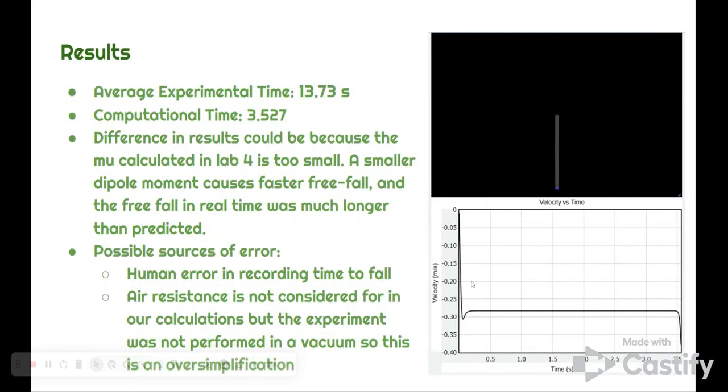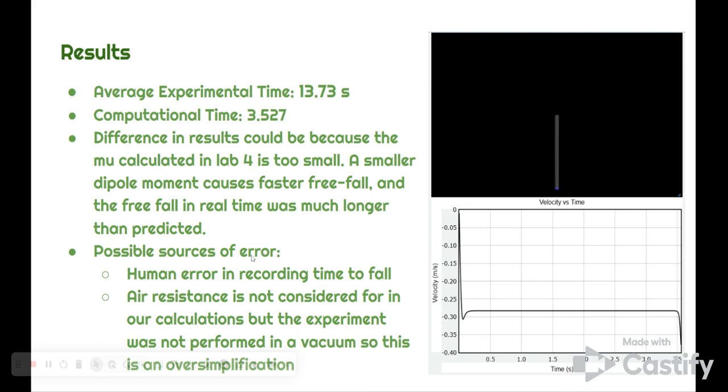So our results were, you can see right here, that the computational time was 3.527 seconds, which is, sorry, I forgot to write the s there, which is probably because the mu is too small. So a smaller dipole moment means that there's less interaction with the magnetic field, which means faster free fall. And the free fall in real time was much longer than predicted, so that basically indicates that our mu calculated in lab 4 was too small, and that there's actually stronger forces acting through the tube that are slowing it down even more.